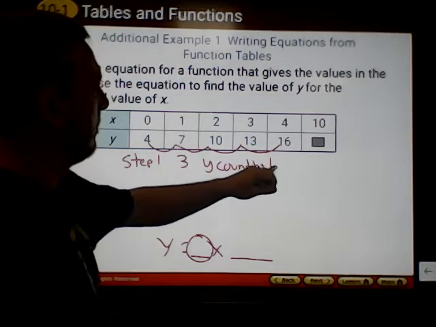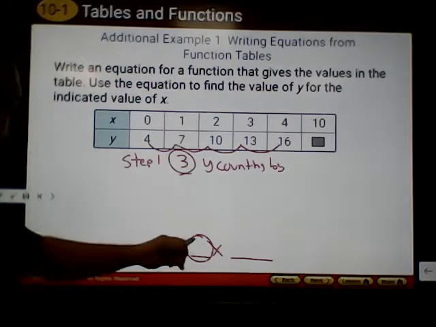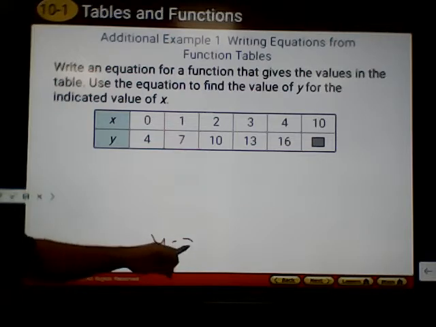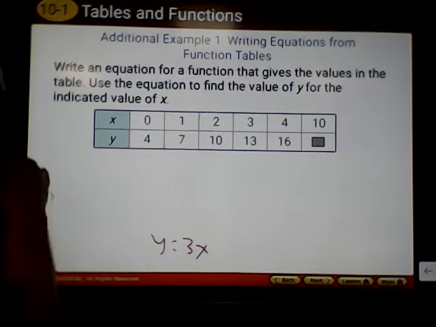Y is counting by 3. So I put my 3 right here. So now it's y equals 3x. So that's where I'm at now. Y equals 3x.